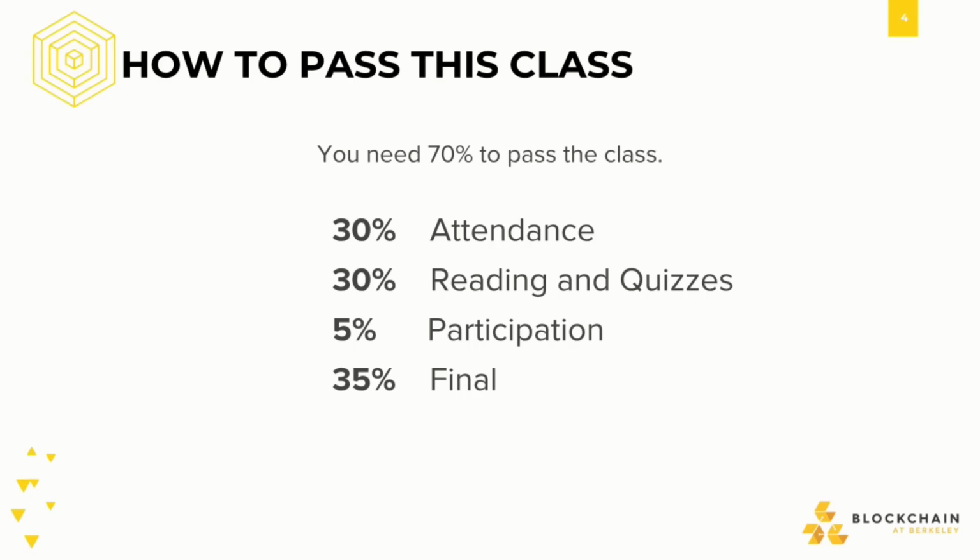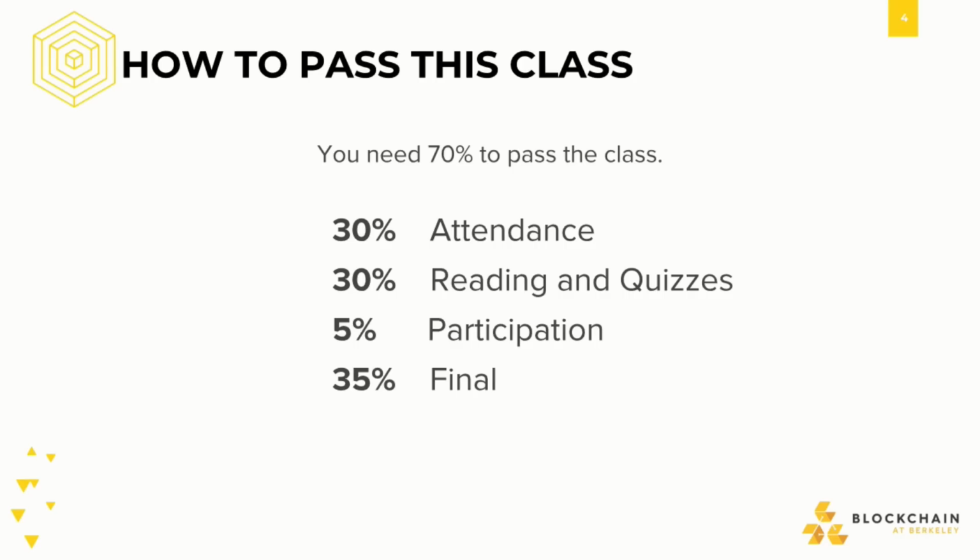Reading quizzes, you only need 4 out of 6 to get full credit. So don't worry if you didn't get all the questions right. You're going to get full credit as long as you basically read through the material and kind of get it. And then we have 5% participation. So this is super easy. If your TAs know your name, if I know your name, you're going to get full credit.